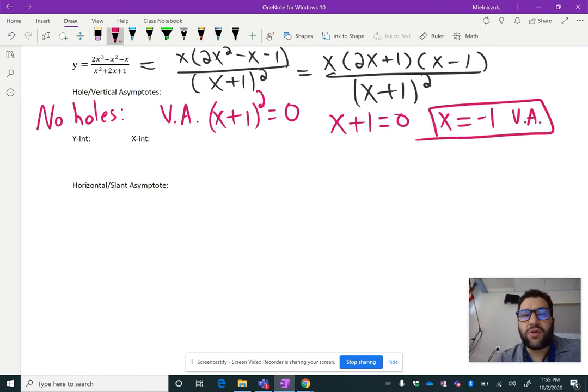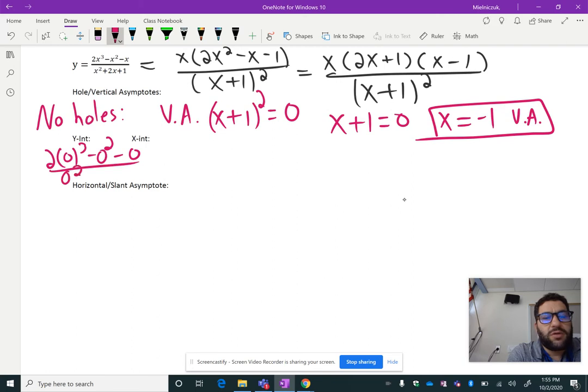Okay, y-intercepts are when x equals 0. So for our y-intercept, we're going to put 0 in for every single x. So 2 times 0 cubed minus 0 squared minus 0 over 0 squared plus 2 times 0 plus 1, which will equal 0 over 1. So there is a y-intercept at the point (0, 0).